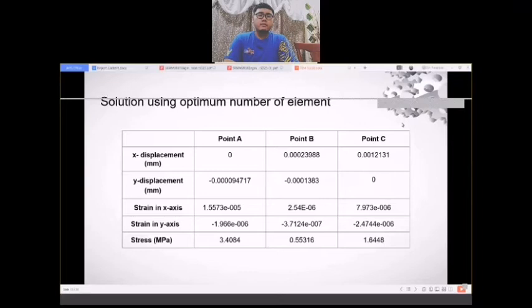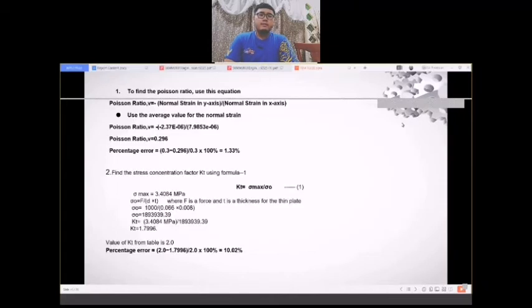Okay, this is the solution for the X and Y displacement, strain in X and Y axis, and the stress of the element. And I find the strain in X and Y axis because I want to find the Poisson ratio to be calculated. Okay, next. Okay, this is the first one that we must find, the Poisson ratio.